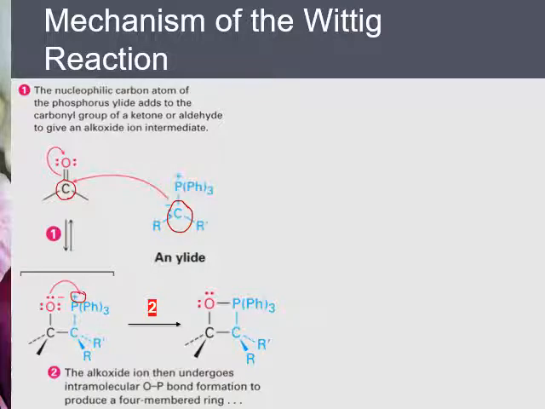And this intermediate undergoes rearrangement. The 2 electrons between carbon and oxygen move to oxygen-phosphorus, forming a double bond. At the same time, the 2 electrons between carbon and phosphorus move to carbon-carbon, forming a pi bond.